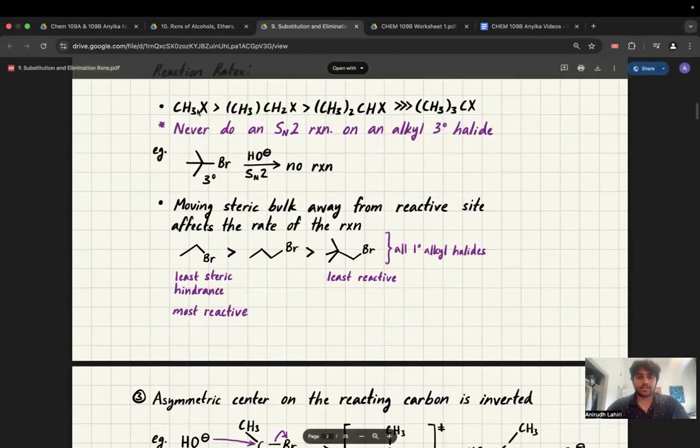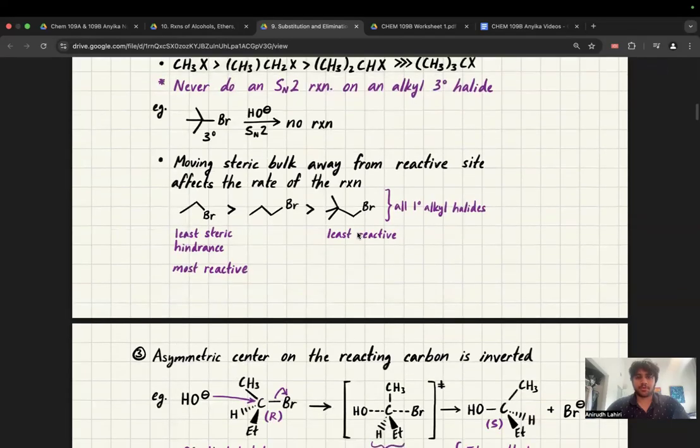So if we look at reaction rates, we'll see that this will be faster than this, will be faster than this. This doesn't really happen. You never, ever, ever do an SN2 reaction on an alkyl tertiary halide. No reaction, okay? So moving steric bulk away from the reactive site will also affect the rate of reaction.